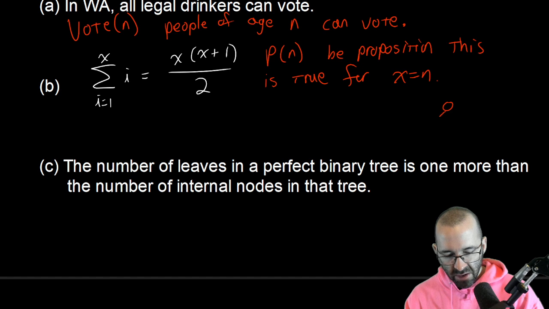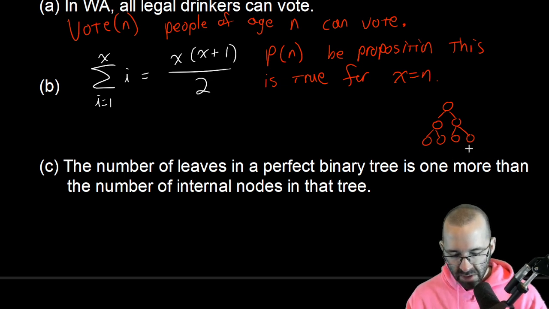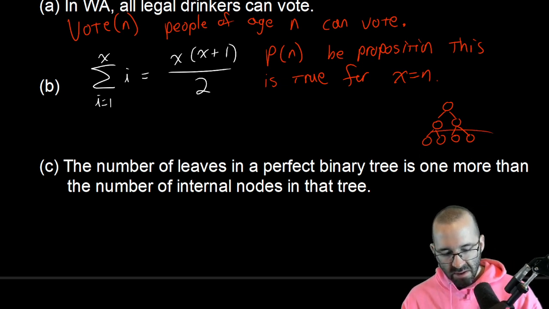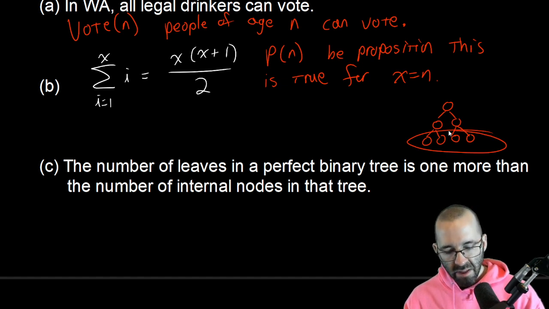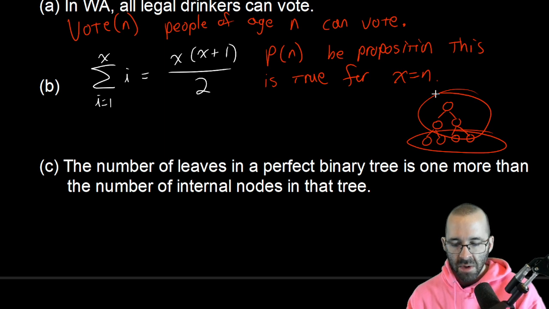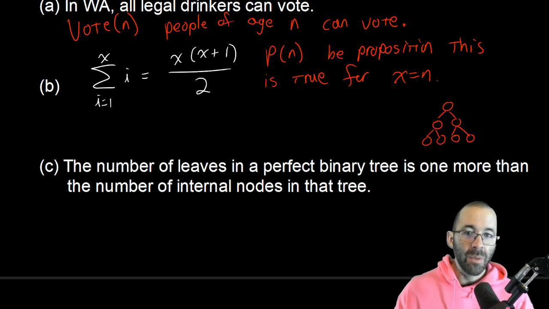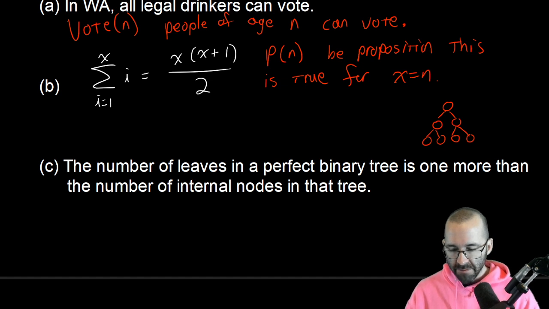So they were things that looked like this. This is an example of a perfect binary tree. If we added another layer, another depth, we would have to add 8, because that would have to be full, essentially. So this is saying that the number of leaves is one more than the number of internal nodes. And you can see in this case, it's true. We could prove that for any perfect binary tree, and we will. How would we do that?